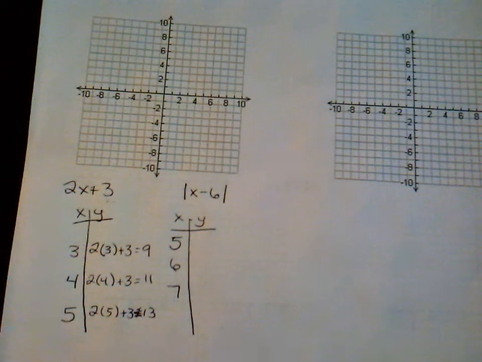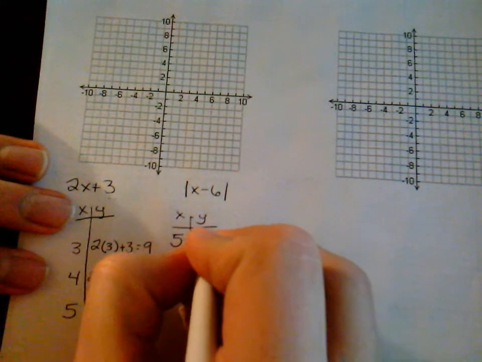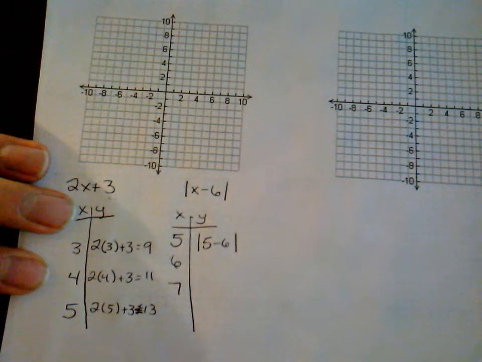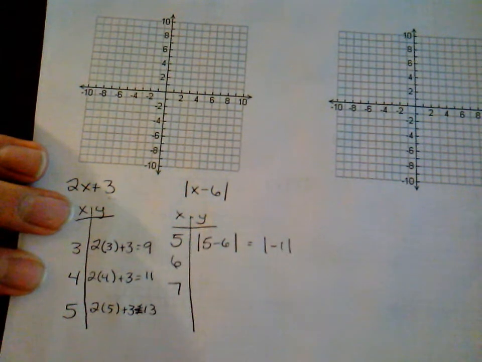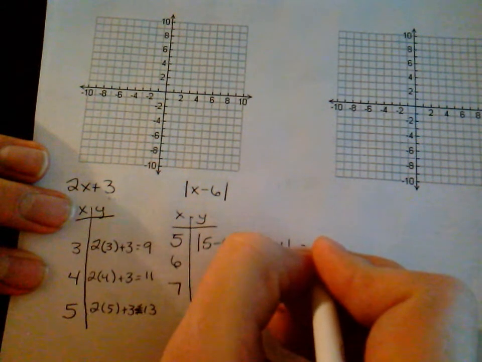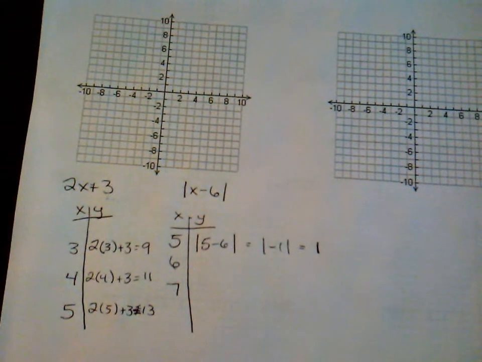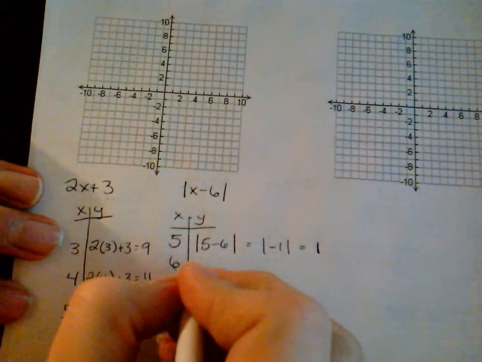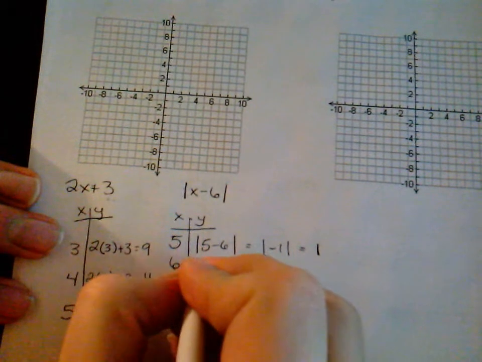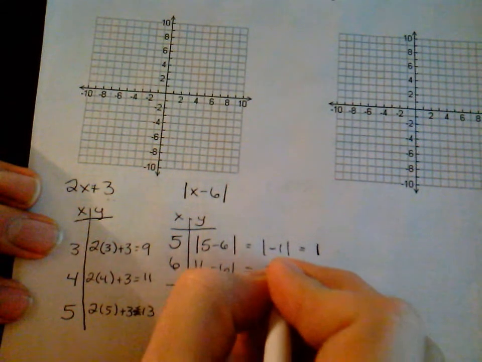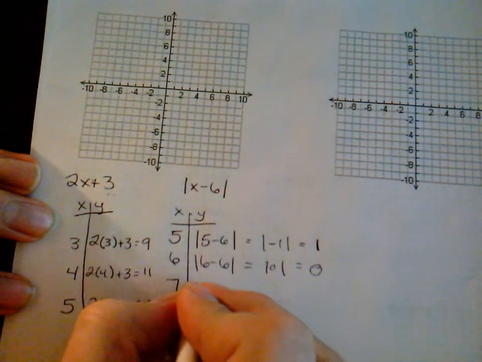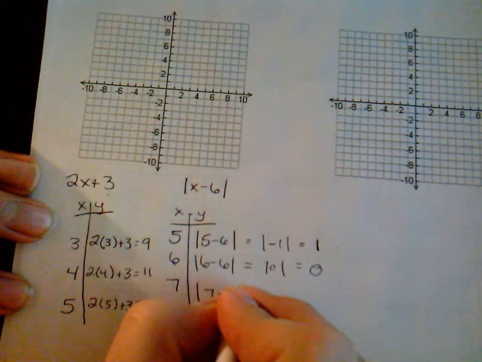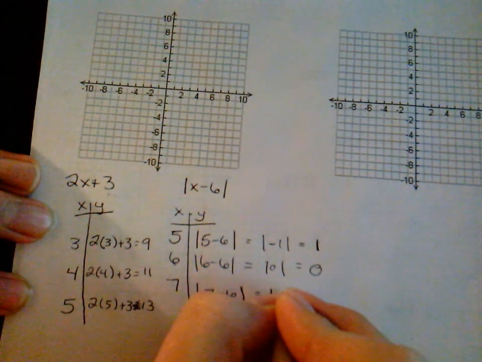Now let's do the next one. So we're going to take the absolute value of 5 minus 6. Now 5 minus 6 gives us the absolute value of negative 1. The absolute value of any negative is always positive, so it just becomes a positive 1. Then let's do the 6. 6 minus 6 equals 0. Absolute value of 0 is 0. 7 minus 6 equals 1.